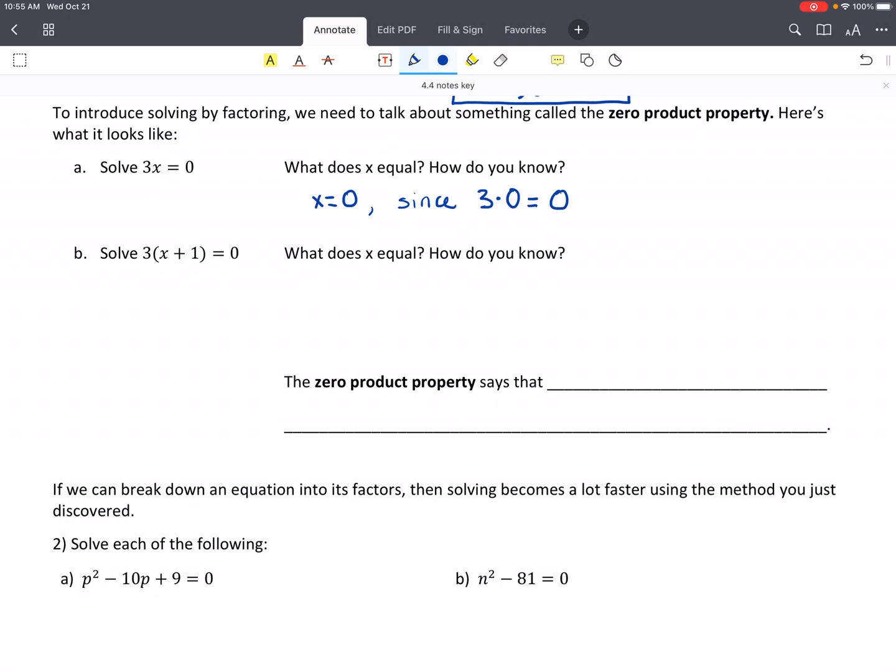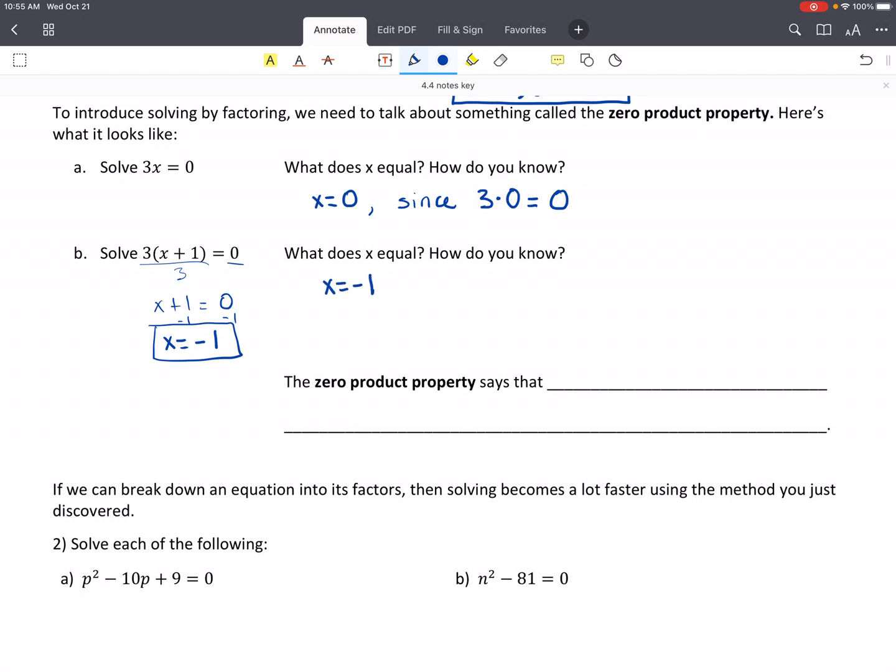So if I have 3 times (x plus 1) equals 0, well, this time, even if I was to divide both sides by 3, the x plus 1 equals 0. What does x have to equal? If I subtract 1, I know that x equals -1. And so we know that x equals -1.